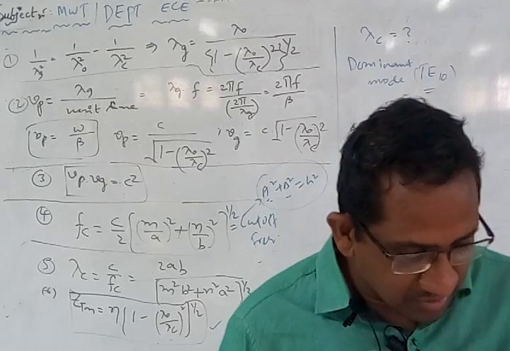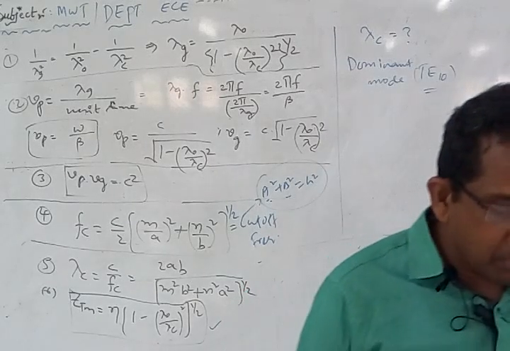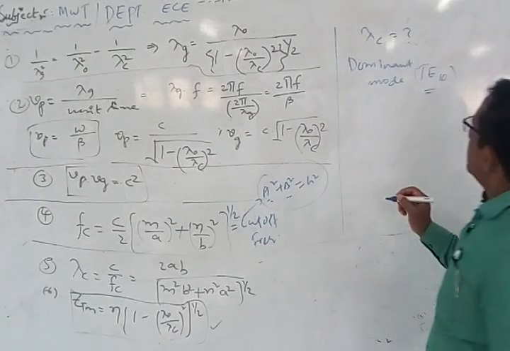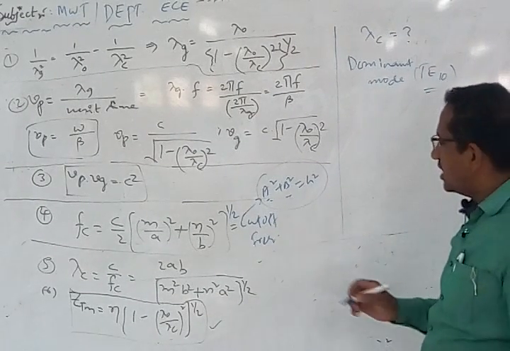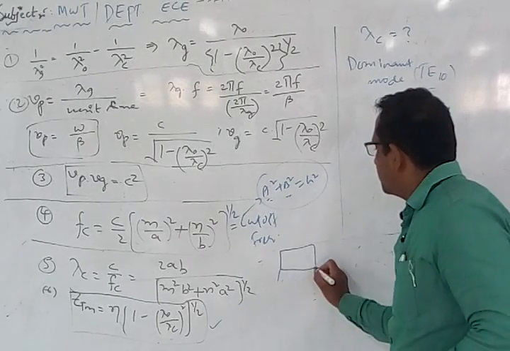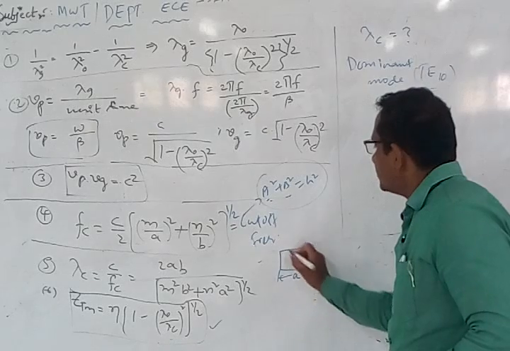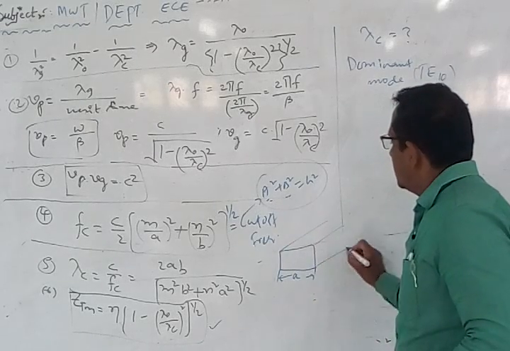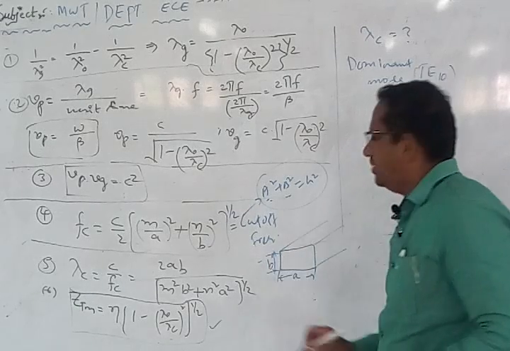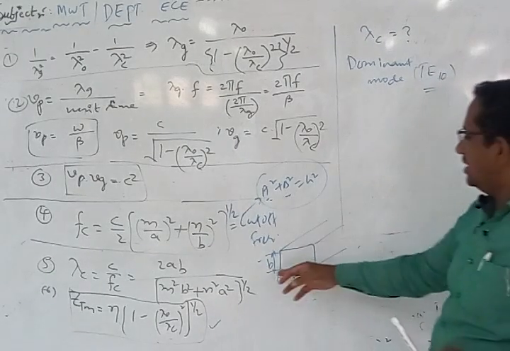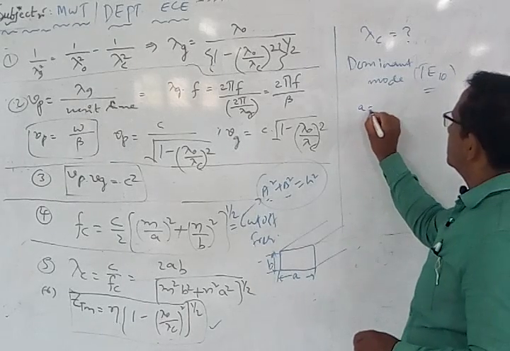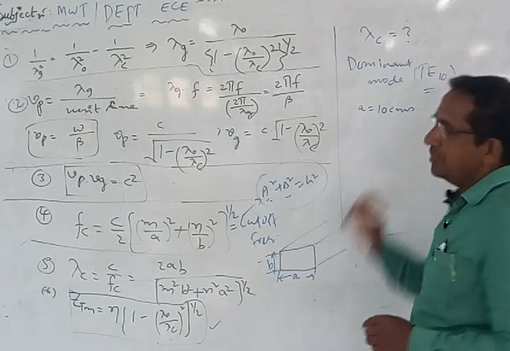Determine the cutoff wavelength, lambda c, for a dominant mode in a rectangular waveguide of breadth 10 centimeters. Now what is given to us? A rectangular waveguide. What do you mean by a rectangular waveguide? This is a rectangular waveguide. Here the breadth is equal to a. The height of this waveguide is equal to b. So height is b, and a is the breadth of the waveguide. Here a is given as 10 centimeters.